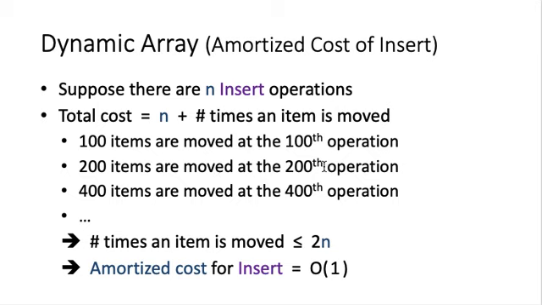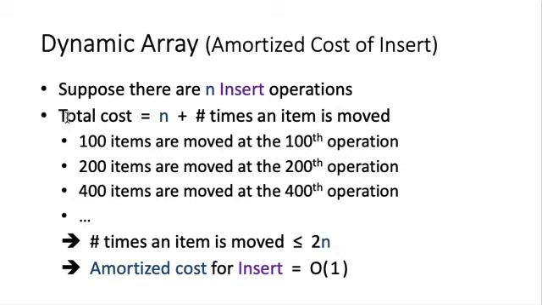And after that, we will need until we are at the 400th operation, and in that case, 400 items will be moved. So the number of times an item is moved is equal to 100 plus 200 plus 400 up to whatever that is less than or equal to n. So 100, 200, 400, 800, and so on and so forth. And we can easily calculate that. The sum of all these movements is at most 2 times n.